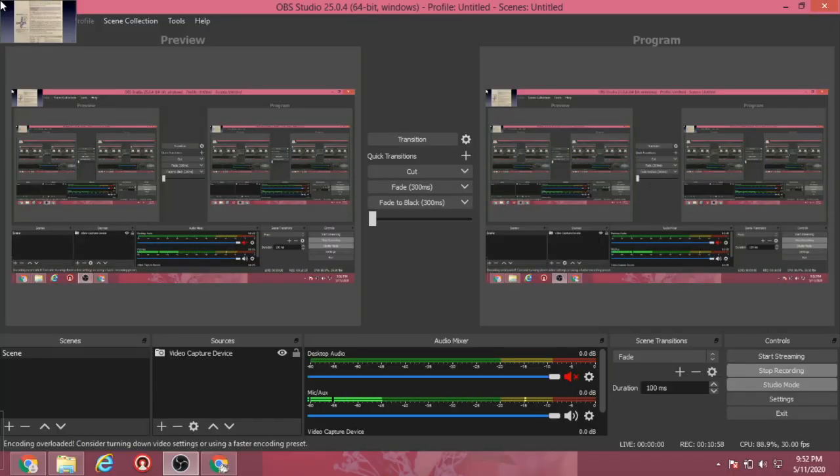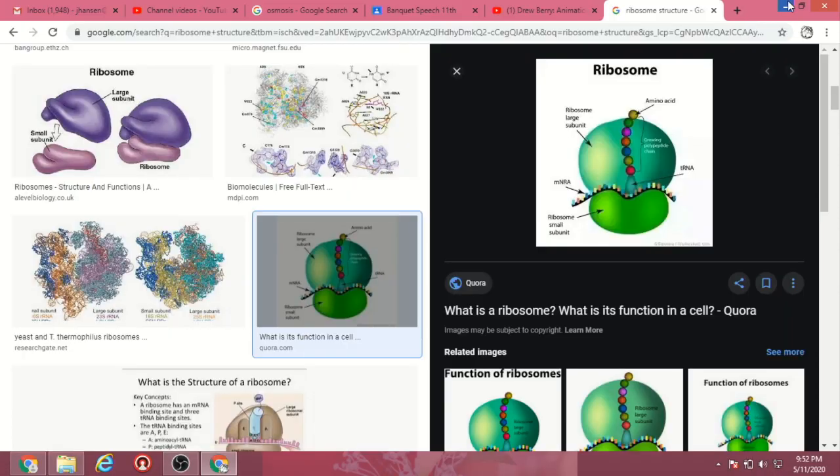Actually, let me just show you right now. Here's a ribosome. Now it's actually made up of a large subunit at the top and a small subunit at the bottom, and they come together to form a ribosome.